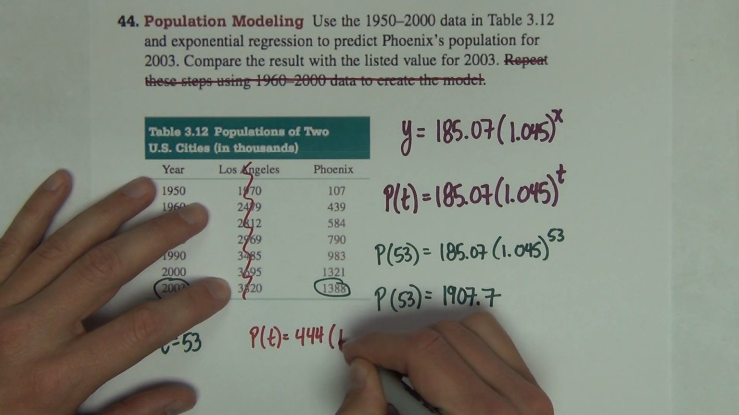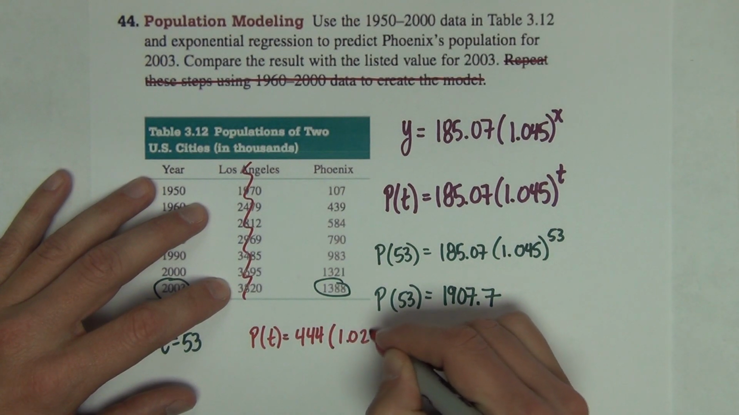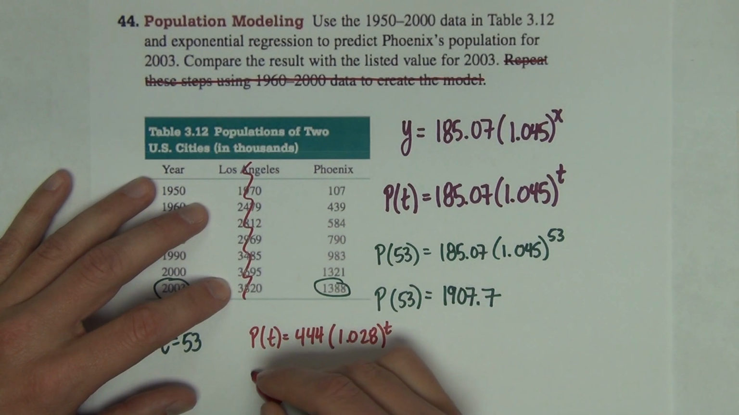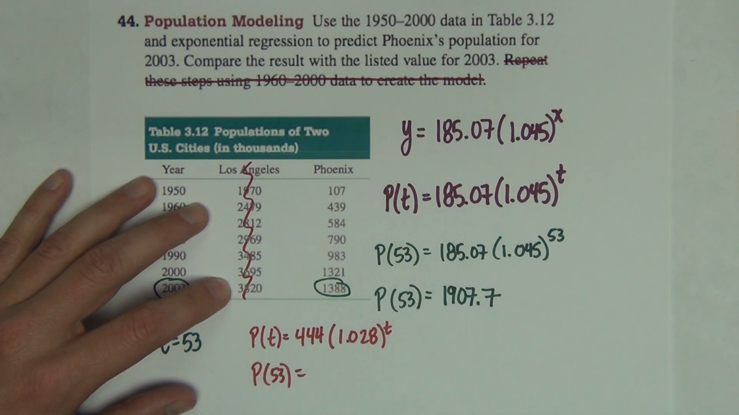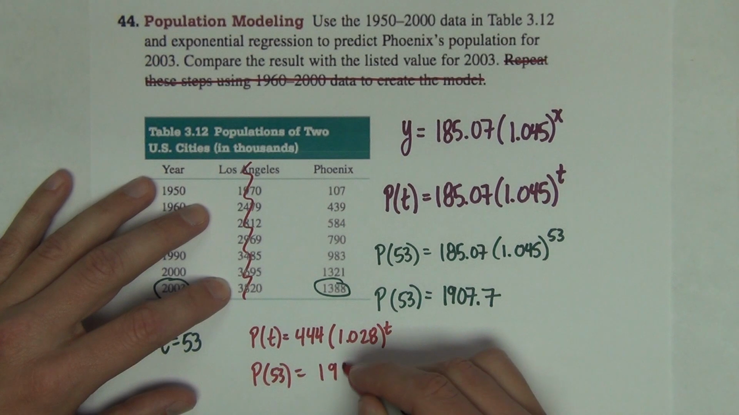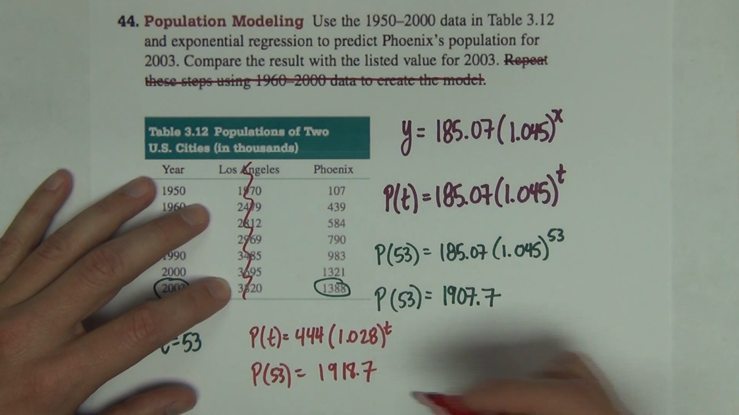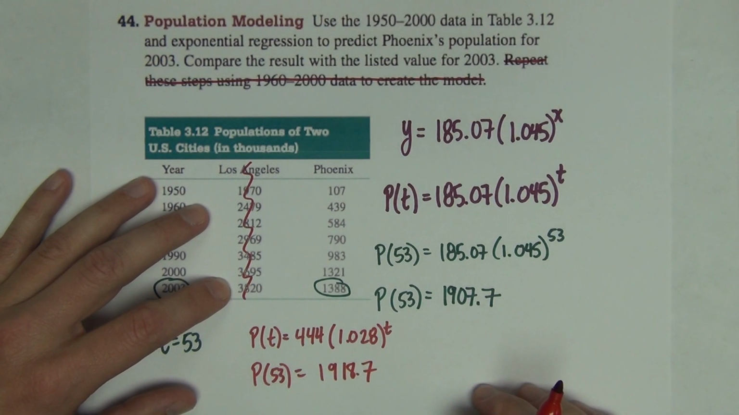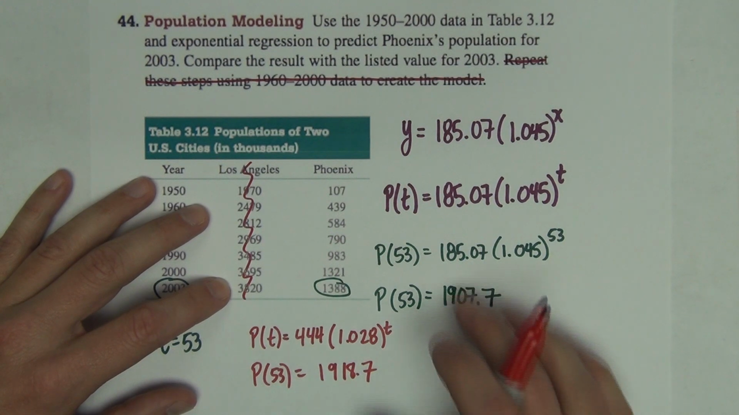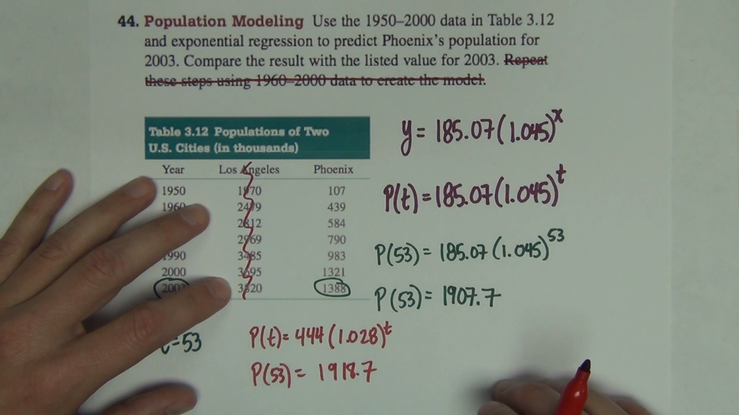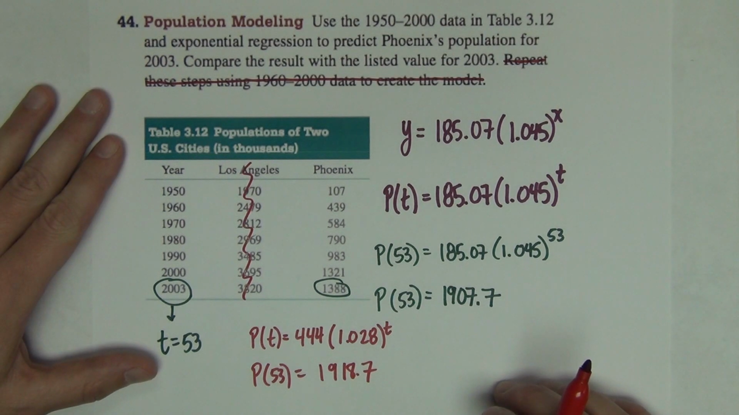444 times 1.028 raised to the t. If we want to find P of 53 in this model, I put 53 in for t, and we get 1,918.7. That wasn't a very good model either. So neither of these are good models to predict the population of Phoenix. But we did it nonetheless, and that's the exercise: how to create this model.